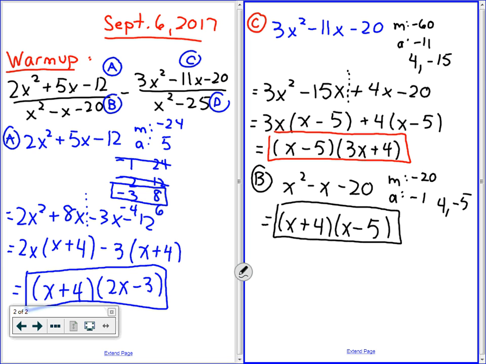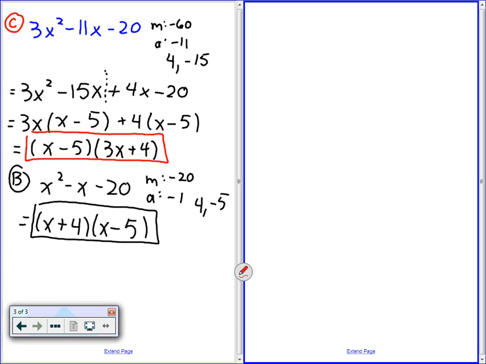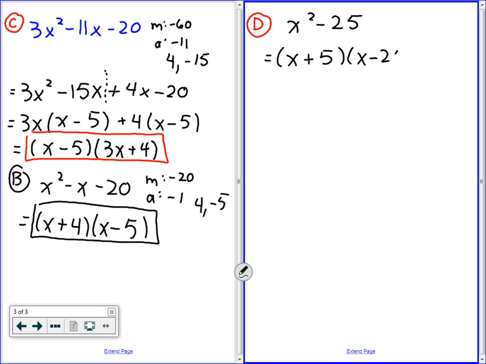Okay? And here we go with letter D. Has anyone ever seen something like this before and remembers how to do it? Go ahead. X plus 5, x minus 5. Very good. How'd you get that? I forget what it's called, but it's like multiply in the square, and then a perfect square. Close. Difference of squares. Difference of squares is what it's called.